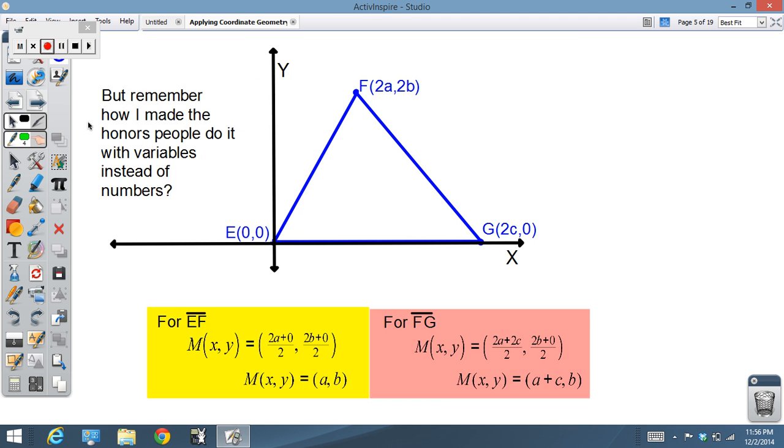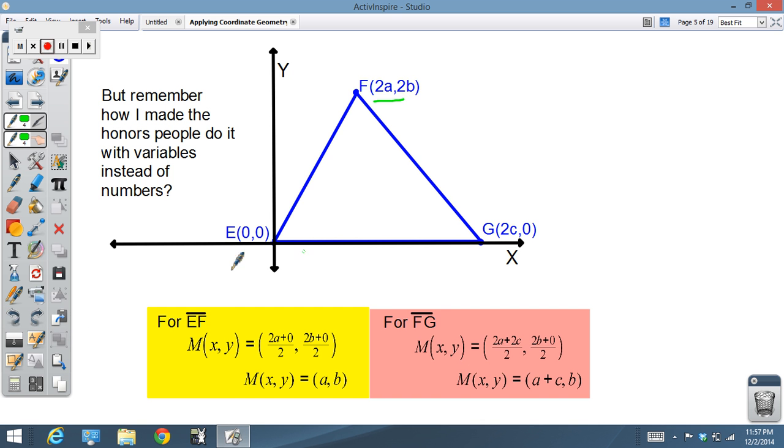But if you remember at that time, I also gave the honors people a different problem. I said to try and do it with variables, A's and B's and C's, instead of numbers. All right, and there's a reason for this, and I'll talk about that in just a bit.